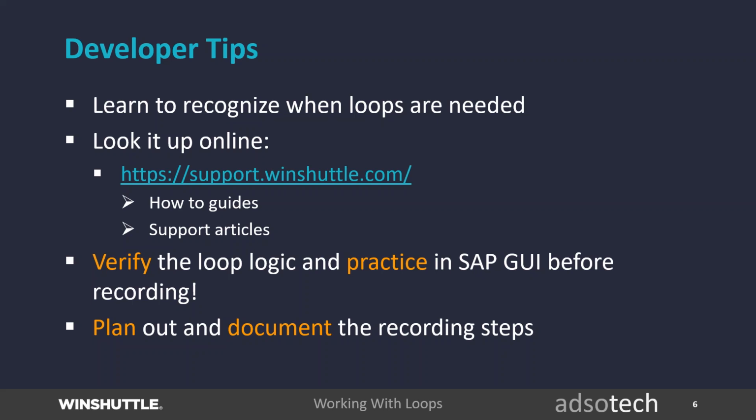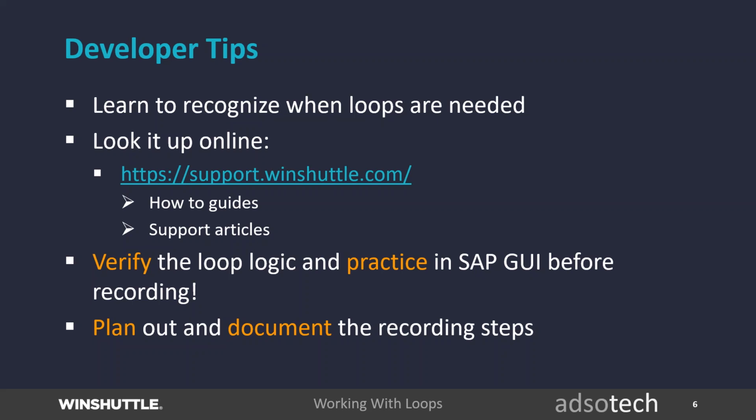Once you know that this is something that will require a loop, you can next, like you do with anything, when you're not sure about how something works, look it up online. You go to Google or whatever, or in this case, one good resource is the Winshuttle support knowledge base, support.winshuttle.com. There are some pre-made how-to guides for the most commonly used T codes. So like sales orders, maybe purchase orders.